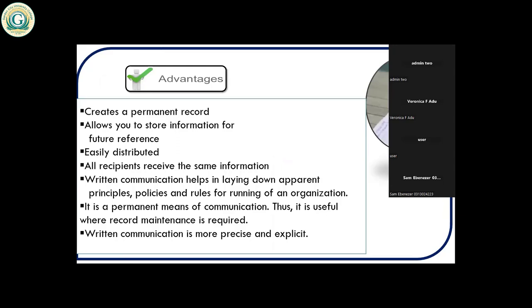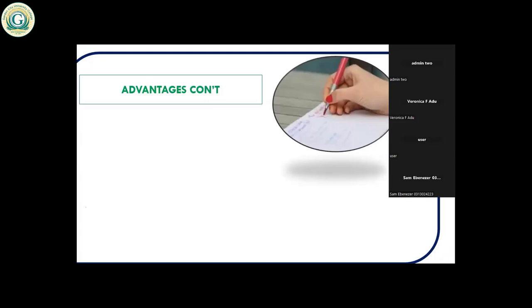Then written communication helps in laying down principles, policies, and rules for running an organization. It is a permanent means of communication, thus it is useful where record maintenance is required. When you want to maintain records, to keep them well. And it's more precise and explicit. So these are the advantages.